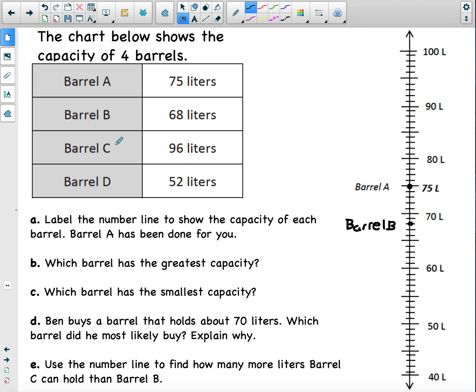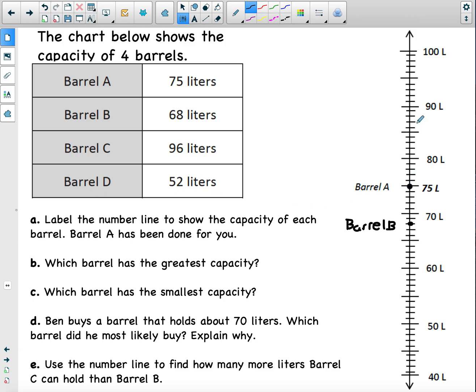So I want you to try and figure out where barrel C would go on this number line. So go ahead and pause the video and place barrel C on the number line, and then press play when you're ready to check if you placed it correctly.